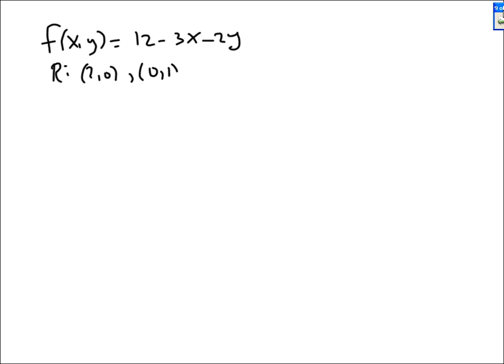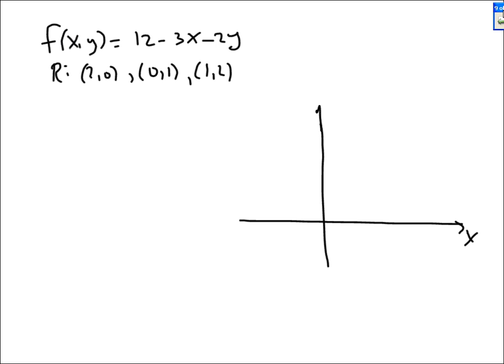Now, suppose, this is a long, tedious problem, unfortunately. Suppose you have this surface, and the region R that we're allowed to be in is the points within this triangular region.